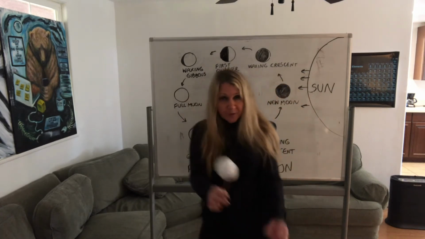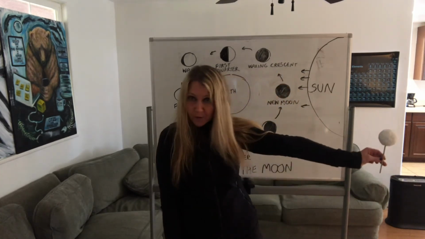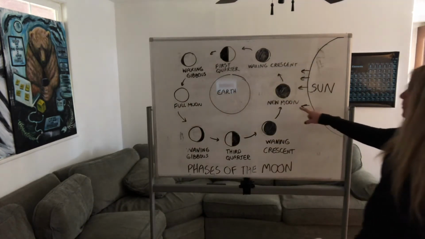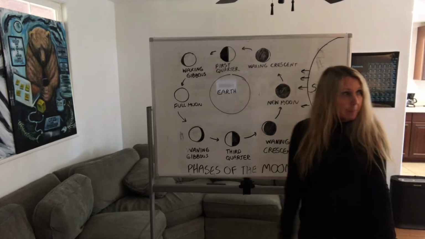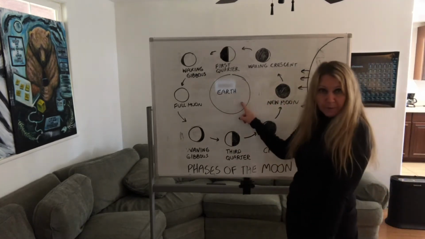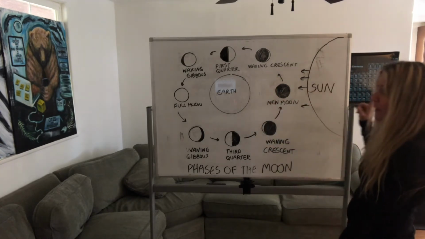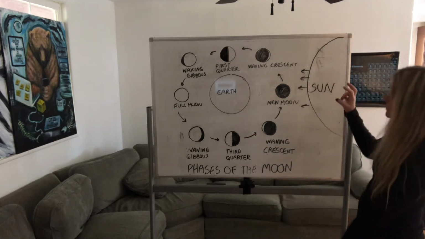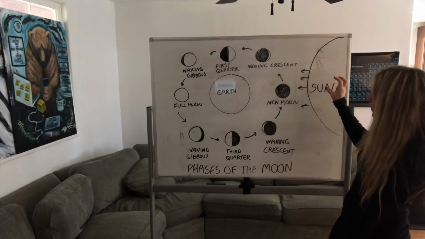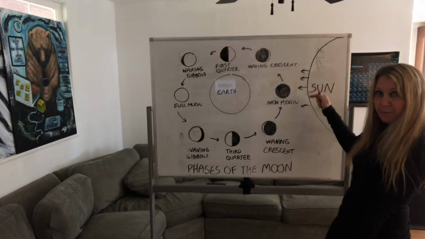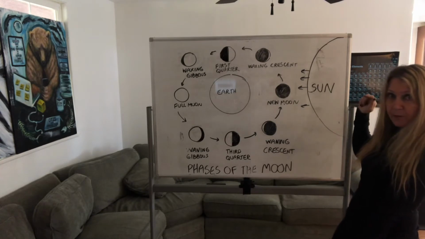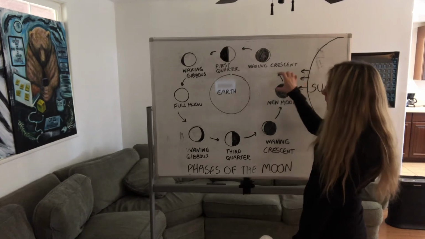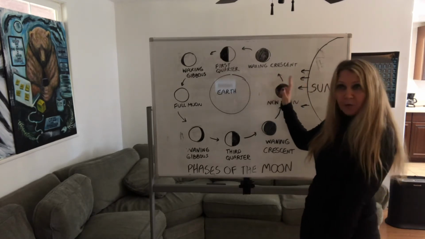So let's look at this. The first phase then we're going to talk about is new moon. Right here, new moon. And new moon is when the moon is between the sun and the earth. And there are sometimes, very rarely, but sometimes the moon will block the light from the sun. And that is called a solar eclipse. So when the sunlight is blocked by the moon, we call it a solar eclipse.